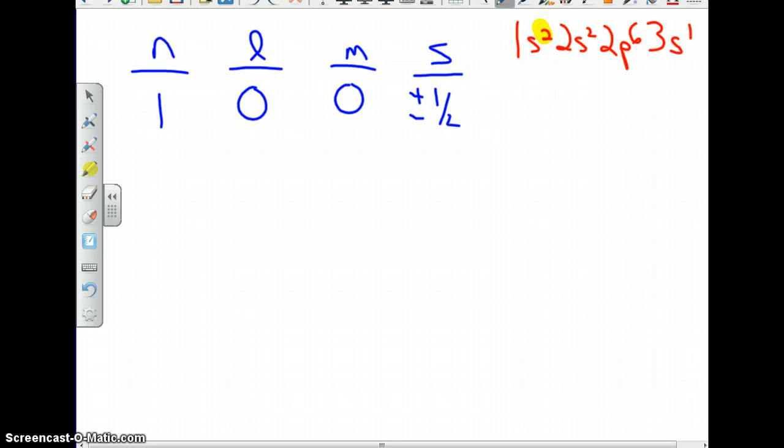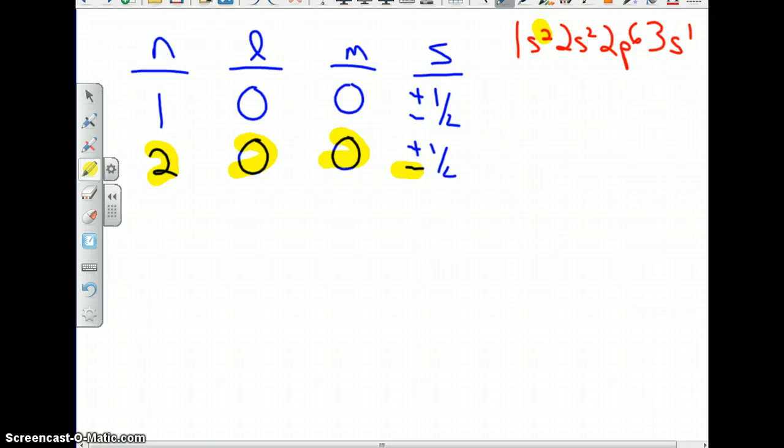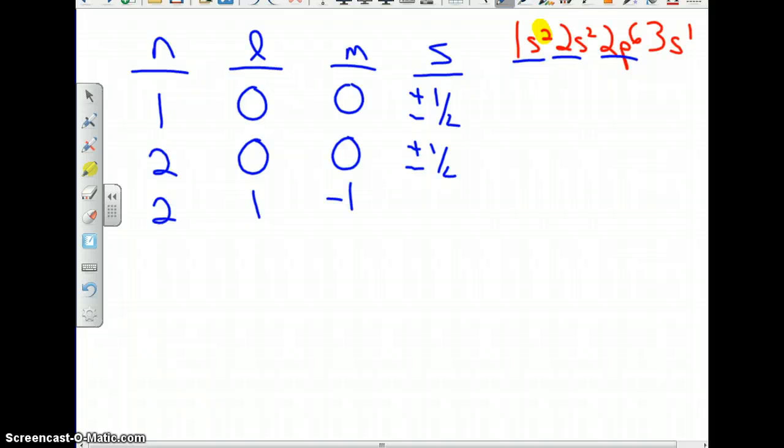Now I'm at the second spot. It would be 2 for the second energy level, 0 for S, 0 for M. First one spin up, plus a half. Second one has all the same numbers, 2, 0, 0, and then minus a half. So I've already shown those. Now I'm at the 2p6. So I put 2, since it's a p, it's a 1 now. M goes from negative L to positive L. So negative 1, 0, plus 1.